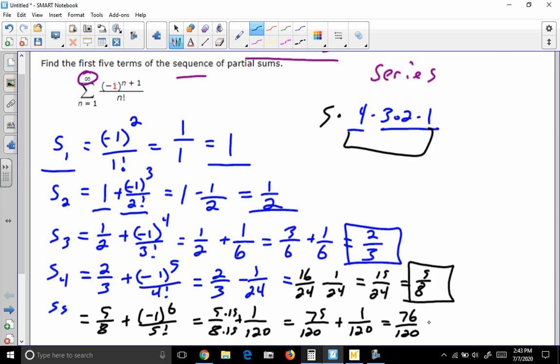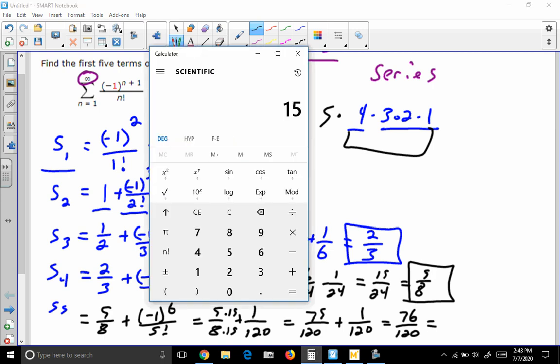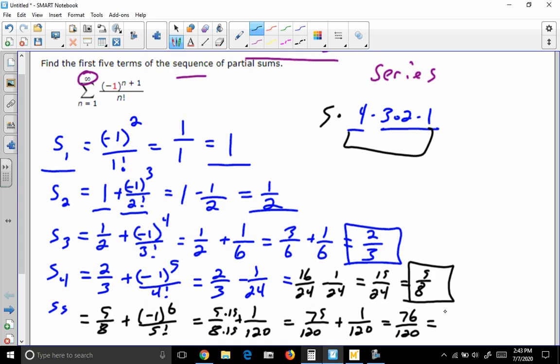Let's see, that reduces. 4 goes into both of those. Make sure I type that correctly, and that's right. 4 goes into the top 19 times. 4 goes into the bottom 30 times. So that's the first term, the sum of the first 2, the sum of the first 3, 4, and then 5. So those are our first 5 partial sums.